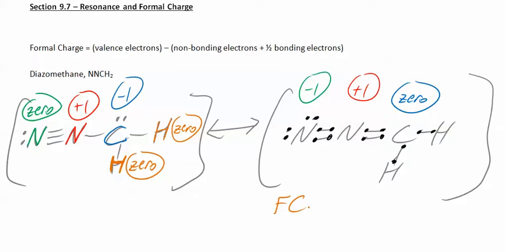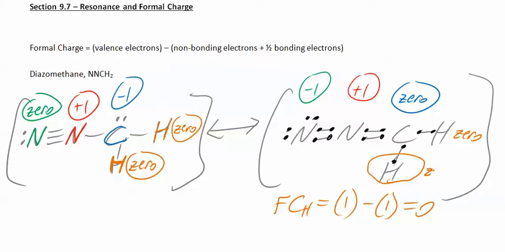Finally, we could look at the formal charge on each hydrogen. Hydrogen is accustomed to having 1. If we circle it here, it looks like it only has 1 in its immediate vicinity, so that formal charge is 0. Both hydrogens have 0 formal charges.